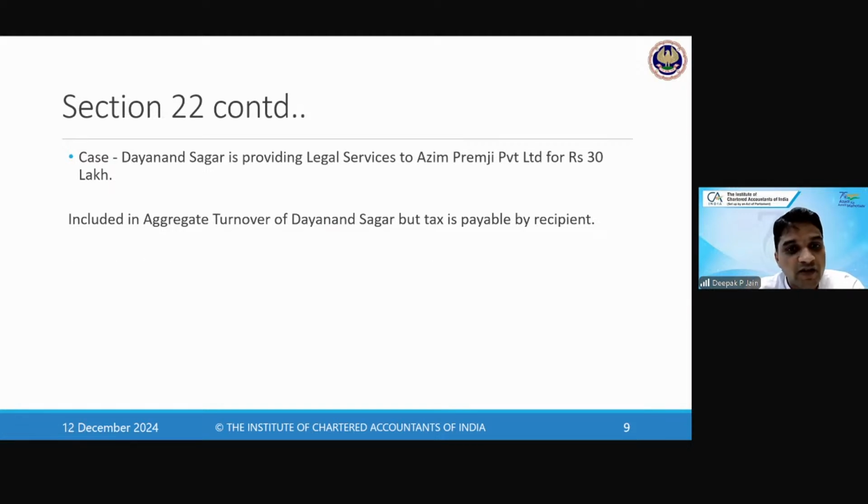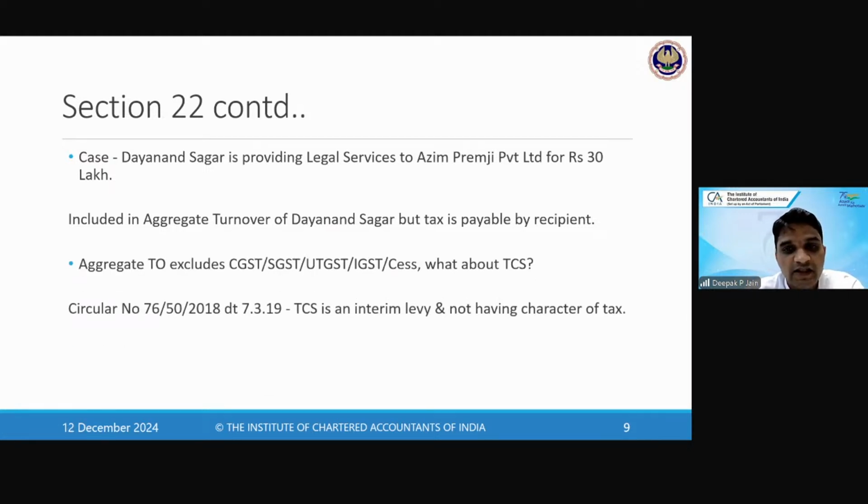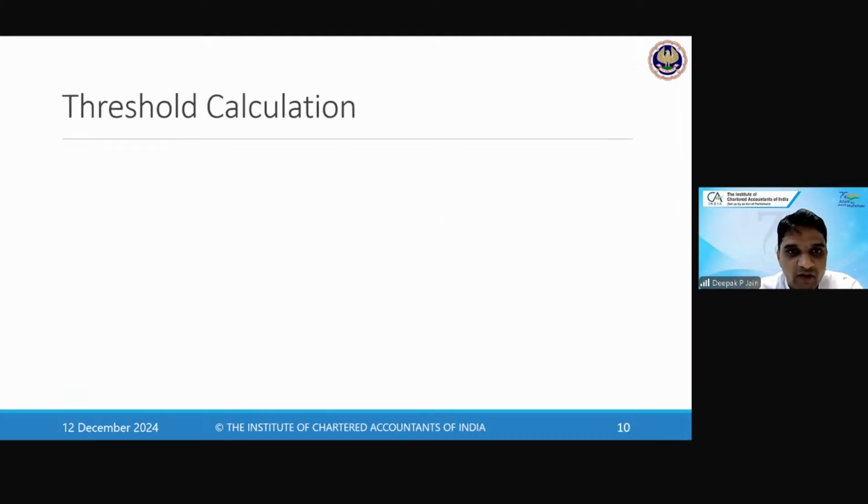Aggregate turnover excludes CGST, SGST, IGST, but what about TCS? Like the clarification we had earlier in valuation that TCS has to be excluded, the same thing will apply here. TCS is an interim levy and does not have the characteristics of tax, so it will not be included.